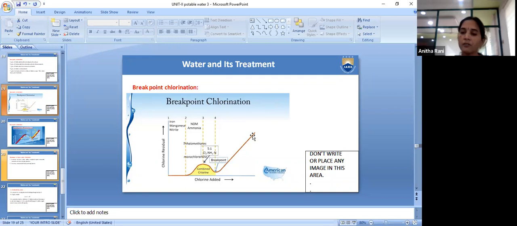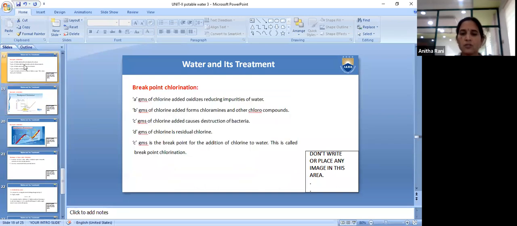Again the curve is increasing. Why? Because already at point C, all bacteria are destroyed. Then we are still adding excess chlorine. D grams of chlorine is nothing but excess chlorine. There is no need for that chlorine, and that is known as residual chlorine.